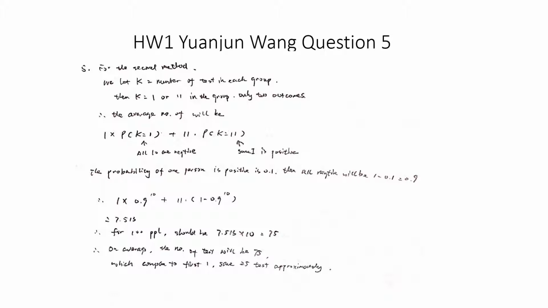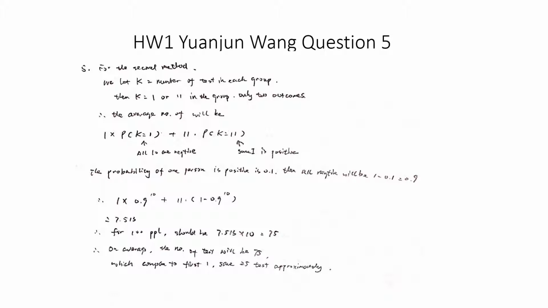For the second method, we're dividing 100 people into 10 groups, with 10 people in each group. Then mix the 10 people's blood and test the mixture. If the result is negative, then everyone in this group is negative. If the result is positive, then we'll test the 10 people's blood one by one, and the number of tests becomes 1 plus 10, which equals 11.